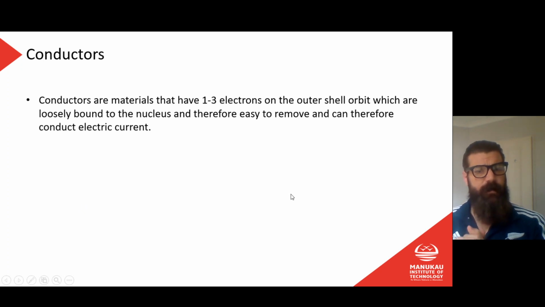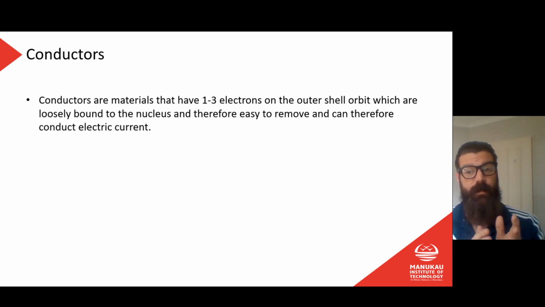So conductors are materials that have 1 to 3 electrons in the outer shell orbit, which are loosely bound to the nucleus and therefore easy to remove and can conduct electric current. So because there are not too many electrons in the valency shell, they're easily movable, which means that when we apply that charge, those electrons are going to easily jump from one atom to the other and conduct electricity. So it's a conductor because it conducts electric flow, or it allows the flow of electrons to move through that material very easily.